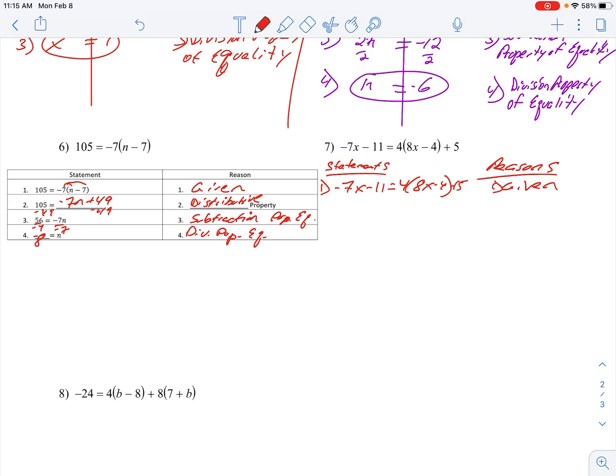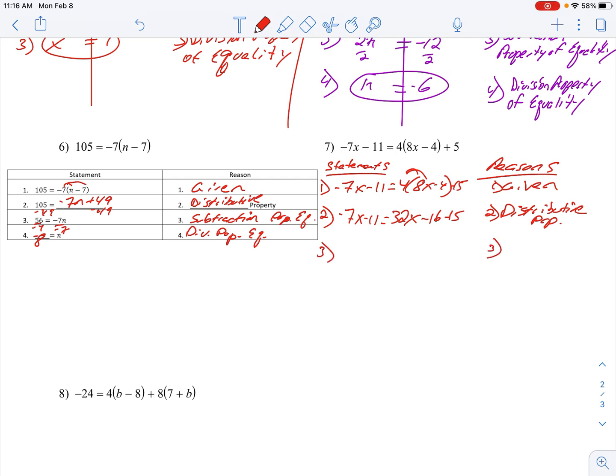Oops, don't need that. All right, first thing I notice is I got parentheses. So I'm going to go ahead and use that distributive property again. Everything else is going to drop down as is. I'm going to distribute a 4. So 32x minus 16 plus 5. Because I said that's the distributive property, that's what I'm going to jot on down.